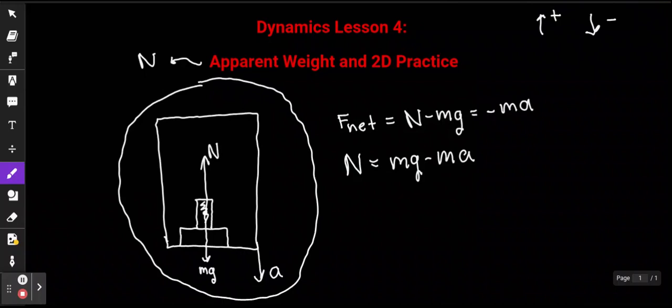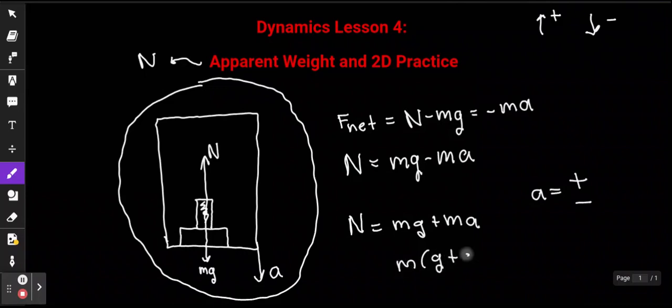So, from both of those two accounts, we can take the general equation of N in an accelerating elevator as mg plus ma, where a can be either positive or negative. Simplifying this, factoring out the m, we get m(g plus a). Depending on if ma is positive or negative, we will experience a greater apparent weight or a smaller apparent weight. So we'll be feeling heavier or lightweight depending on the acceleration of the system.